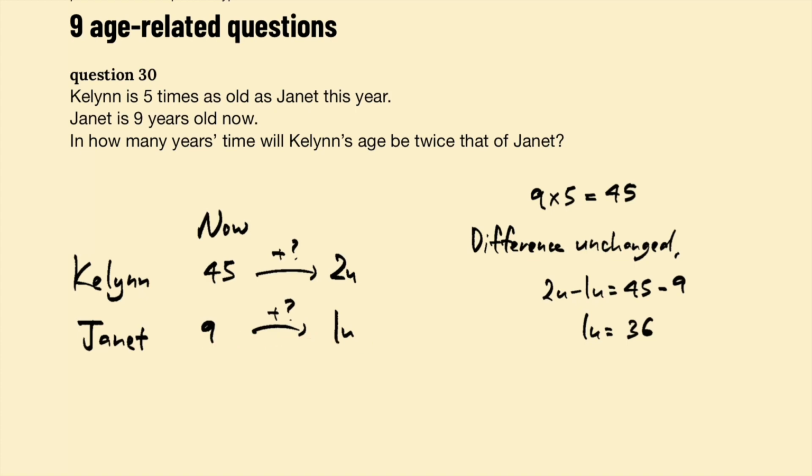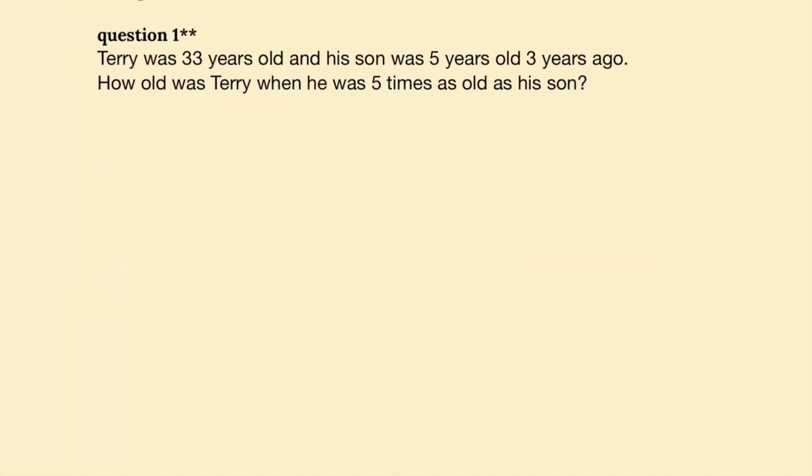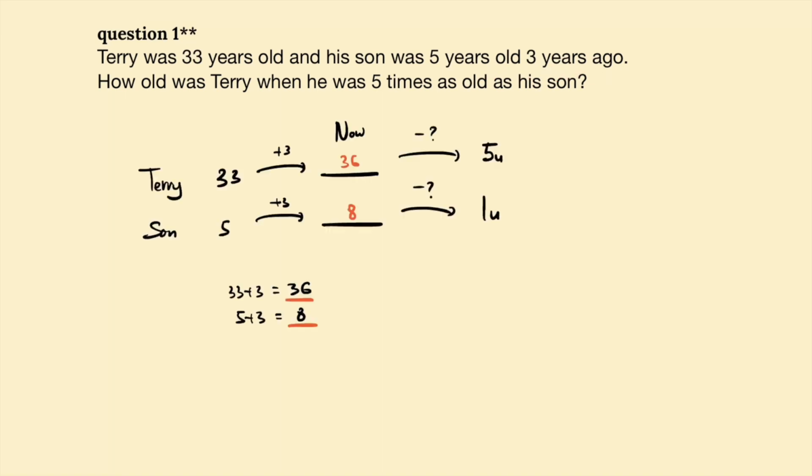So that would be 9 plus 27 to get us to 36. So the difference here is 36. Sorry, 27. Terry was 33 years old and his son was 5 years old 3 years ago. So the diagram looks like this. Terry was 33. The son was 5. 3 years ago, which means right now you're going to add 3 to it. So 33 plus 3 is 36 right now, and 5 plus 3, that's 8.